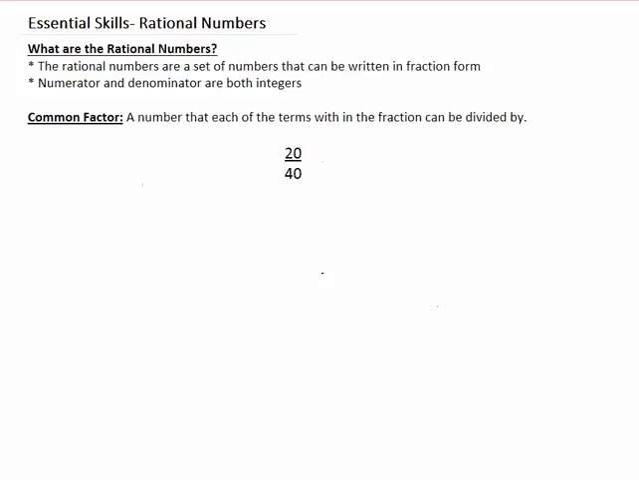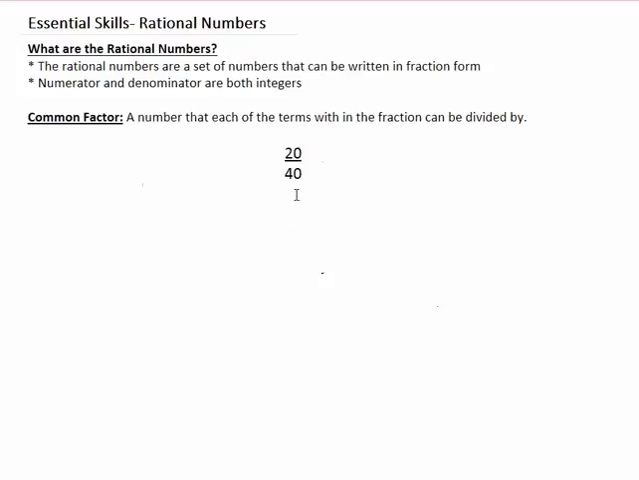The first thing you always want to look for when you're dealing with rational numbers are common factors. A common factor is a number that every term in the numerator and denominator can be divided by. Think of it as something that you can use to simplify your entire fraction.